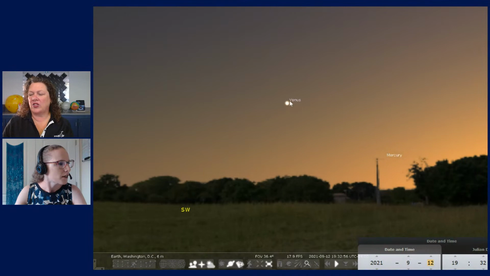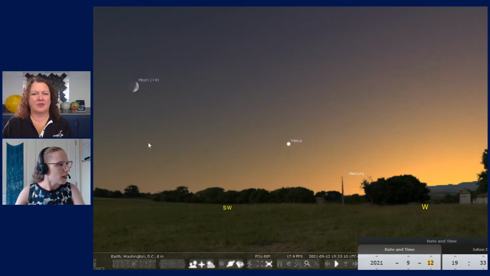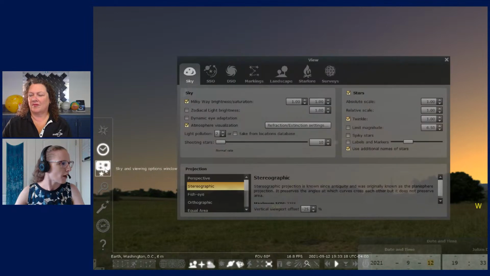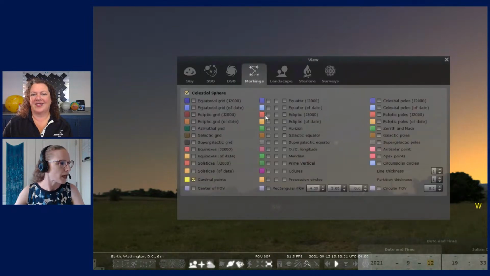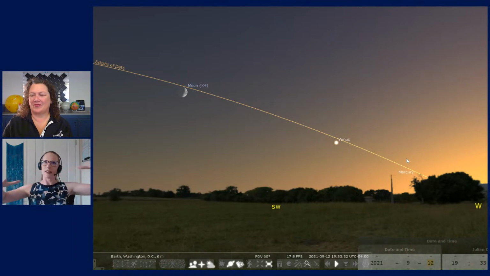Okay, Shauna, we've got a question. Someone would like to know how long these are all going to stay lined up, the moon, Venus, and Mercury. Yeah, so that's a really great observation. All of the planets in our sky follow the same path as the sun and the moon. And one of the awesome things I can do in Stellarium is pull up a marking called the ecliptic. The ecliptic is technically the path of the sun through the sky, but it's really where all the things in our solar system move.